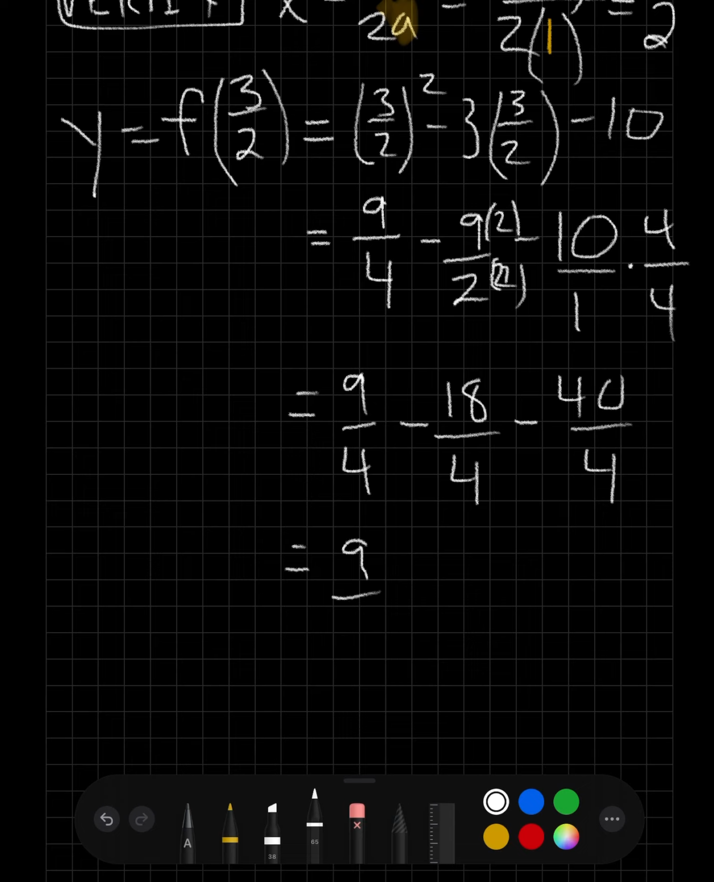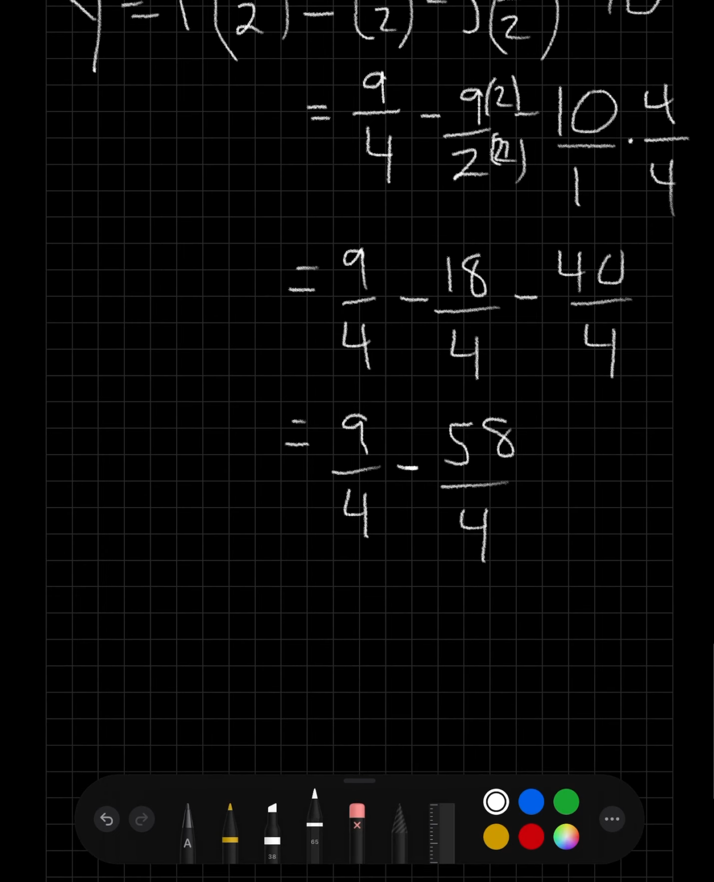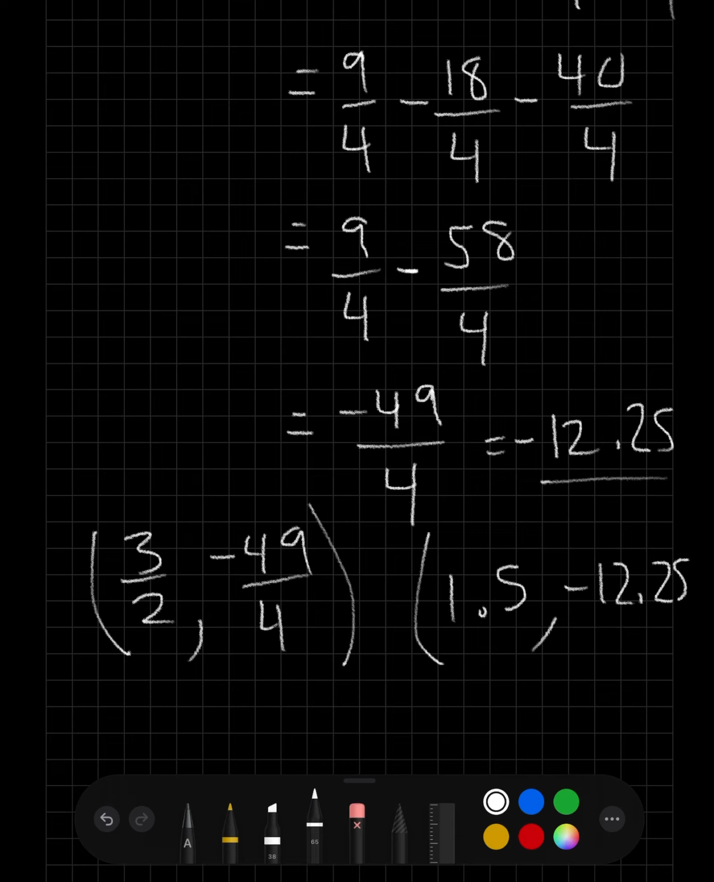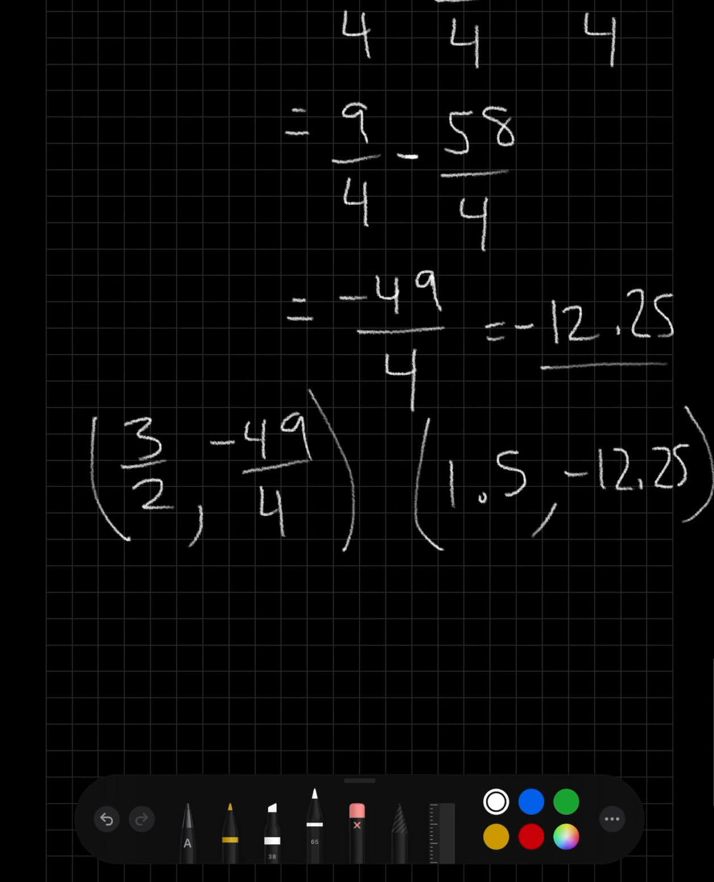And that's going to give me 9/4 minus 58/4. That's going to give me -49/4. Let me check and see what that decimal is. That's going to be equal to -12.25 if you do the decimal form. Decimal or fraction doesn't really matter. You can use either one. So my vertex here would be the point 3/2, comma -49/4. Or as a decimal, you could definitely say 1.5, comma -12.25. So this is the vertex.